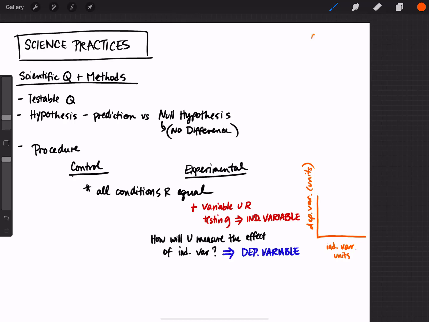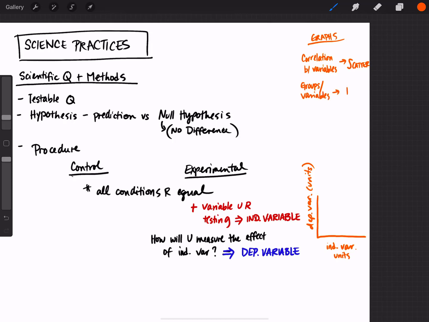Okay, let's do a quick review on the different types of graphs that we have been using. Anytime you're correlating two variables, so you're looking at how one variable affects another, we use a scatter plot. Scatter plot is just dots on the x-axis correlating to the y-axis.